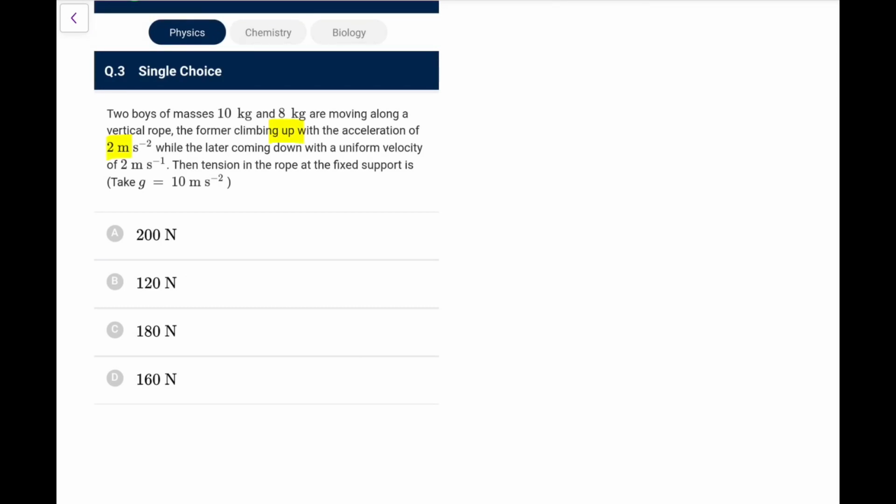the former climbing up with an acceleration 2 while the latter climbing down with a uniform velocity of 2. The tension in the rope at the fixed support is, okay, so the two boys are moving along a vertical rope, the former climbing up with an acceleration, and the other one is going down with some constant speed. So this one is going down with a speed of 2 meter per second, this is going up with an acceleration 2 meter per second square, that is what is given.